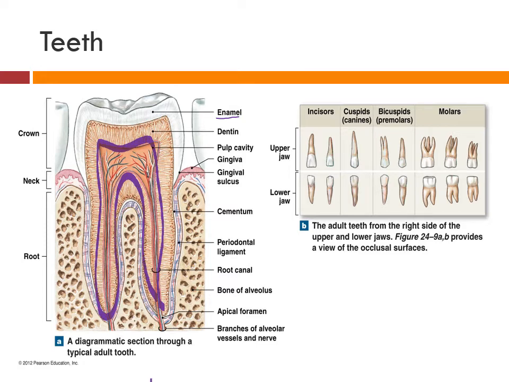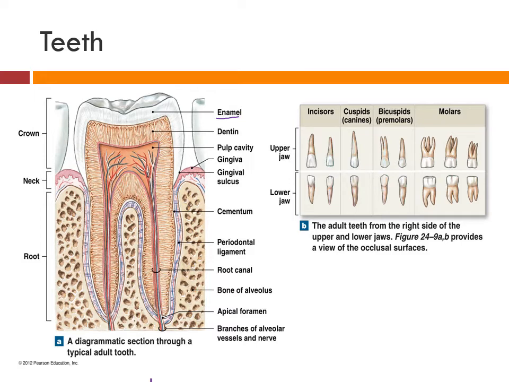Back to the periodontal ligament. The periodontal ligament has collagen fibers that extend from the root of the tooth into the bone of the alveolar processes. So it's really securing that tooth into the bone so it's not falling out. The neck is the boundary between the crown and the root, and the gingival sulcus surrounds the neck of the tooth.